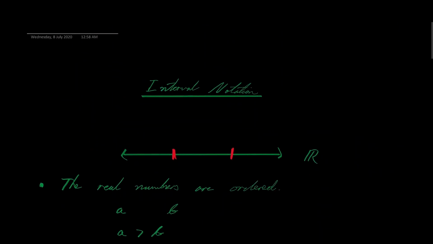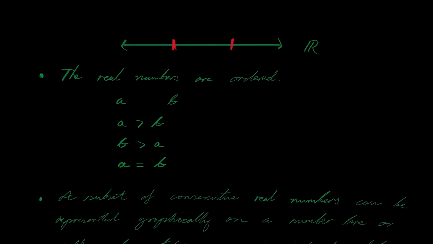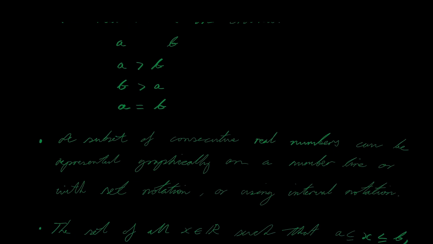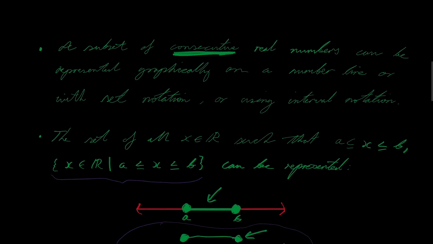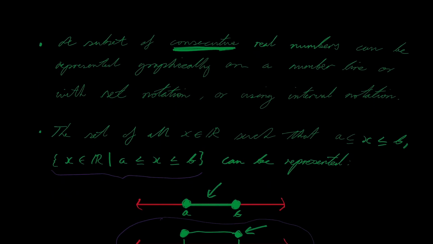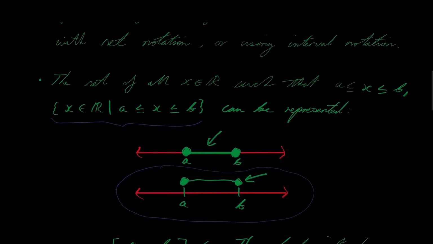So just to recap, the real numbers are ordered. That means it makes sense to talk about one real number being bigger than or smaller than another real number. So for any two real numbers, one of them has got to be bigger, which is the same thing as saying that the other one is smaller, or they're the same real number, which is to say that they're equal. Remember, the real numbers that we represent in these intervals are consecutive, so a subset of consecutive real numbers can be represented graphically on a number line, or with set notation, or using interval notation.